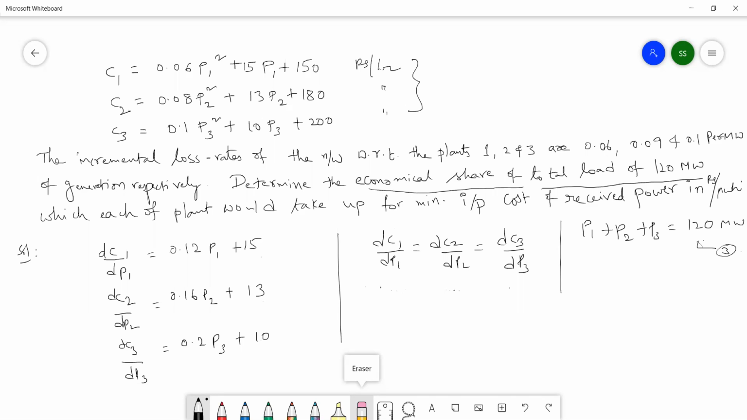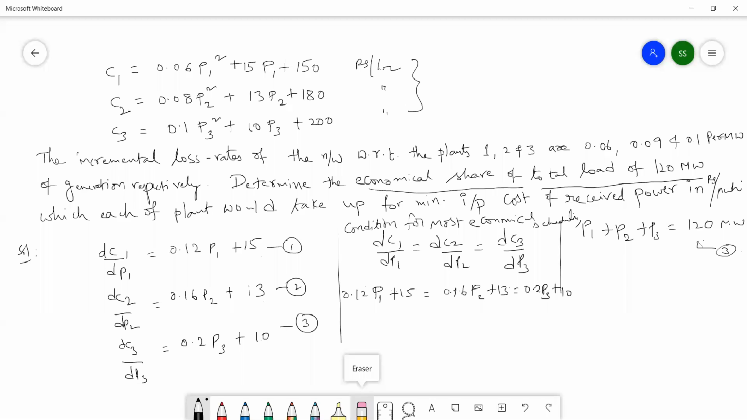Now, as per our condition for most economical scheduling, our coordination equation is dC1 by dP1 equal to dC2 by dP2 equal to dC3 by dP3. By substituting these equations, let us take them as 1, 2, 3. Substituting all three equations: 0.12 P1 plus 15 equal to 0.16 P2 plus 13 equal to 0.2 P3 plus 10. Now you can equate any two equations. Let us equate the first and second, and take it as equation number 4: 0.12 P1 plus 15 equal to 0.16 P2 plus 13.